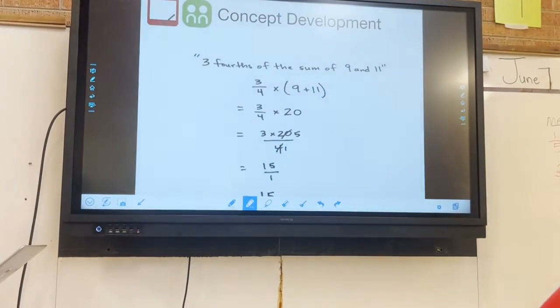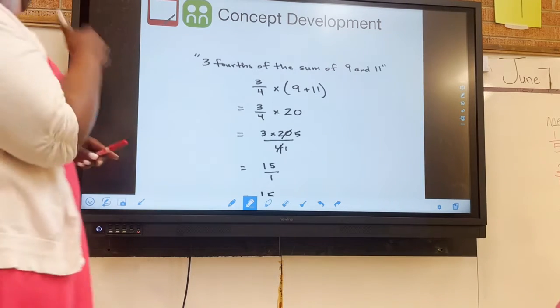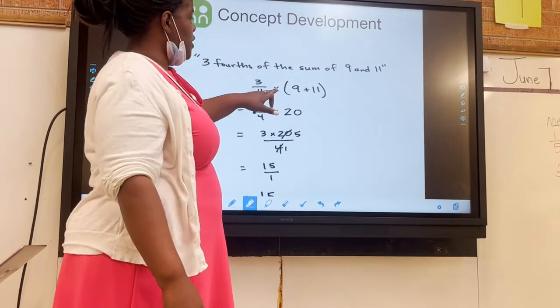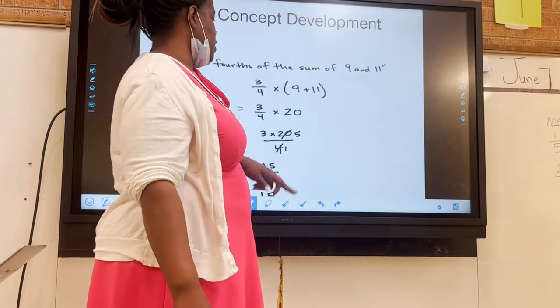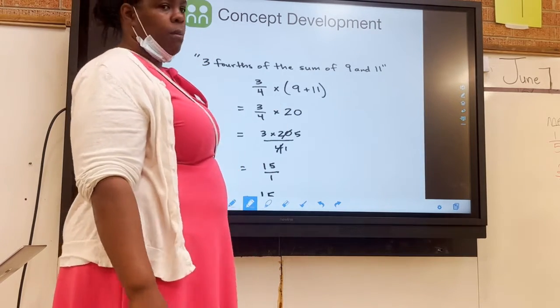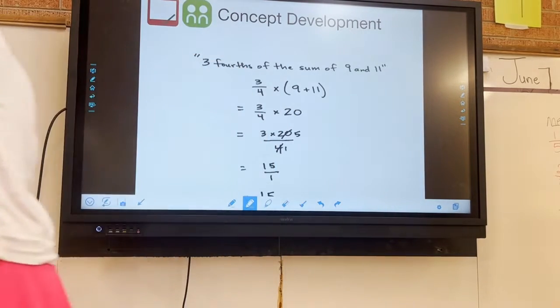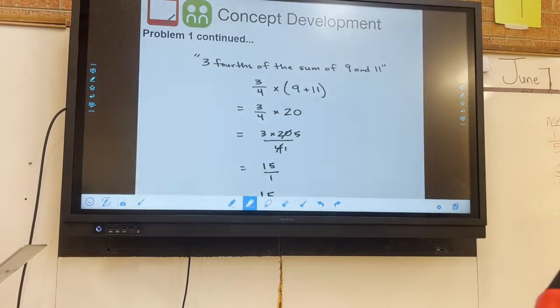Again, the only thing that you're responsible for is writing it as an expression, which looks like this: 3/4 times 9 plus 11 is equal to 20. We went down and did the math. That's what we're going to be responsible for. Let's look at another one.